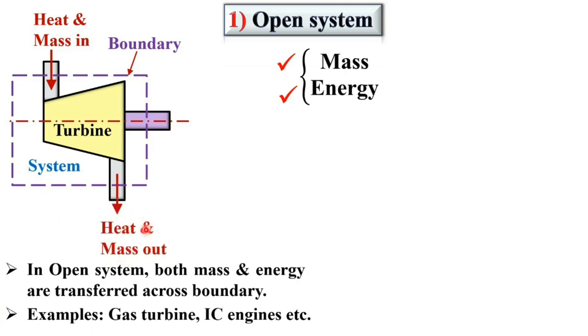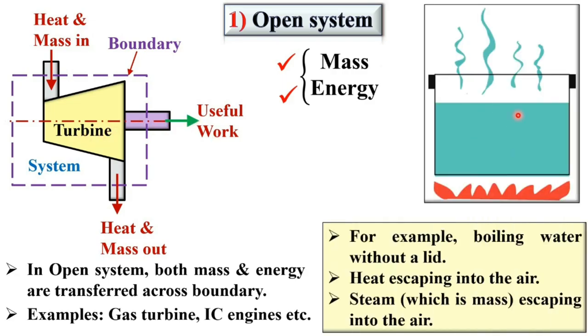Similarly, at this end also steam with a certain amount of heat exits from the turbine to the surrounding. And here you can take the useful work from the turbine. This is also another example of the open system.